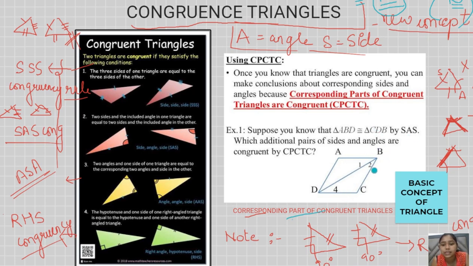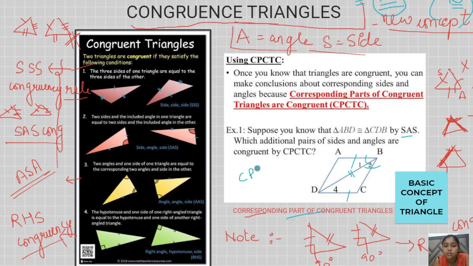By SAS. SAS means side angle side. It means any two sides are equal, like this is the common one. Let's suppose this one is equal to this one, and suppose this angle is equal to this angle. So by side angle side, ABD will be congruent to DBC.